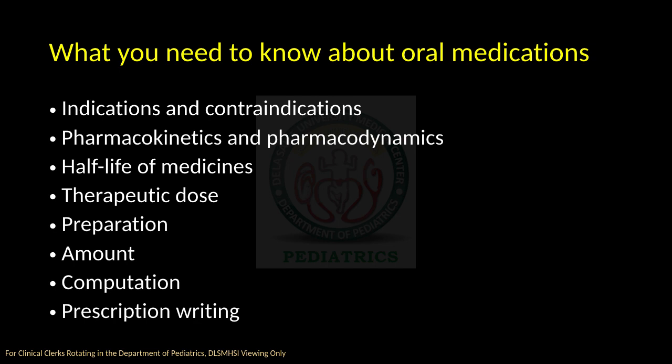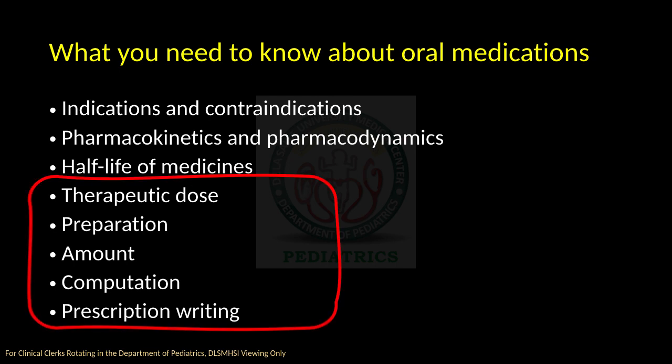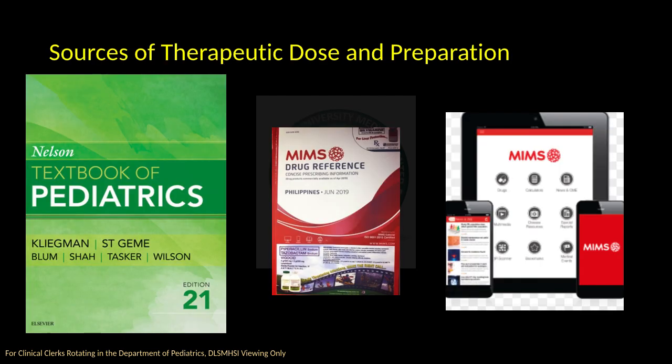This is also true for intravenous medication. The first three bullets were discussed to you during your second year in pharmacology. But now we will be focusing on these highlighted bullets. The sources of therapeutic doses and preparation can be seen at the Nelson's Textbook of Pediatrics, the MIMS Drug Reference, or you can download it anytime.